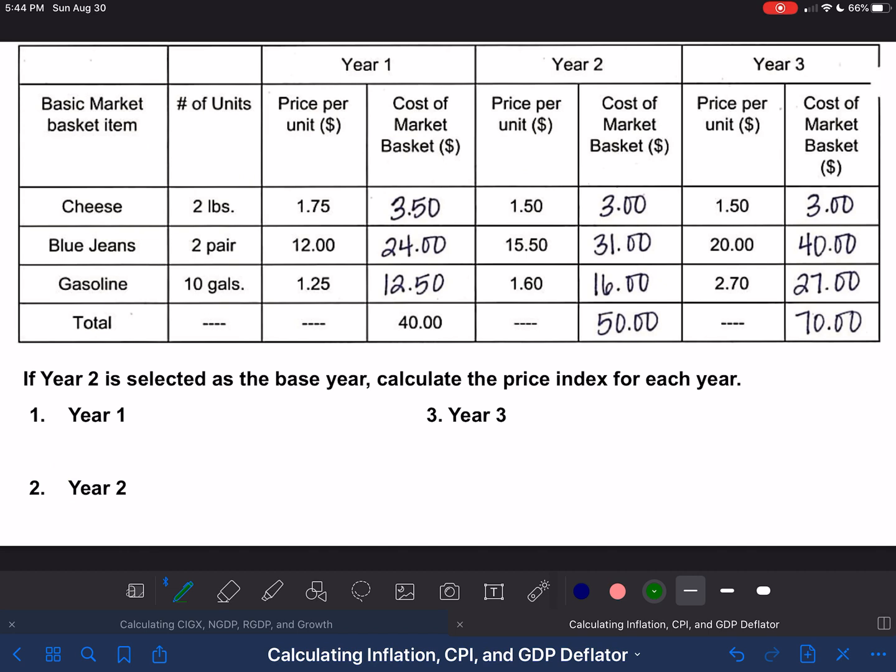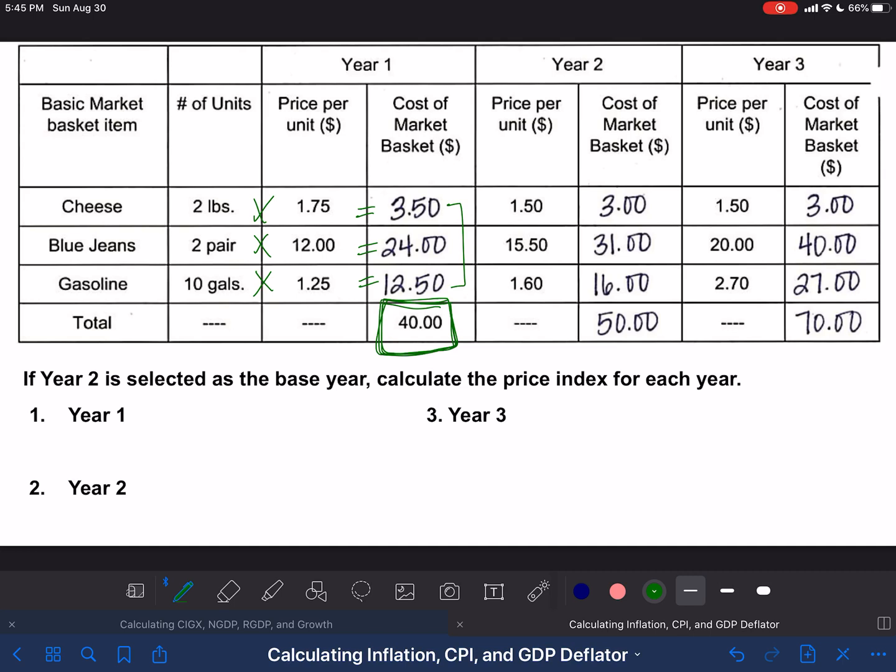Now let's look at calculating the price index, or the CPI, for a year. That is our market basket over the given year over the market basket of the base year. So how did I determine my market basket? Well, right here. 2 times 1.75 equals 3.50. 2 times 12 equals 24. 10 times 1.25 equals 12.50. And we add these numbers together, and our market basket for year 1 is 40.